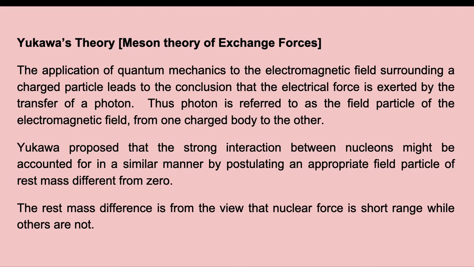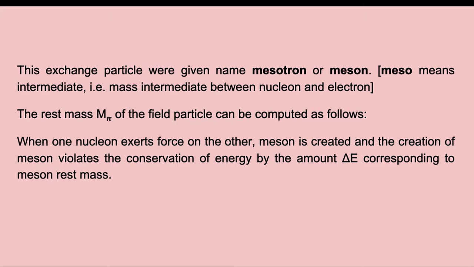And how is it getting like that, that we can see. This exchange particle was given the name mesotron or meson, where meso means intermediate, that is, mass intermediate between a nucleon and an electron. The rest mass m pi of the field particle can be computed as follows. When one nucleon exerts force on the other, a meson is created, and the creation of the meson violates the conservation of energy by an amount delta E corresponding to the meson rest mass.